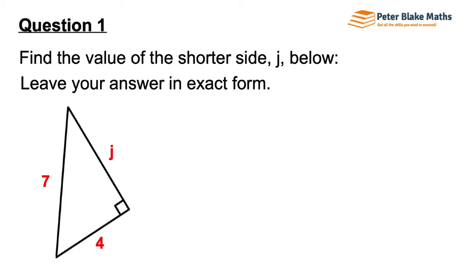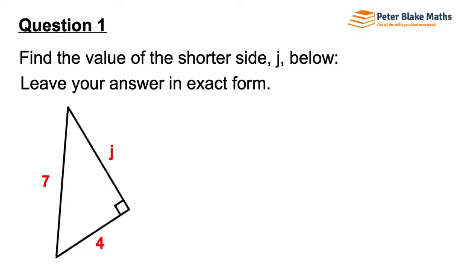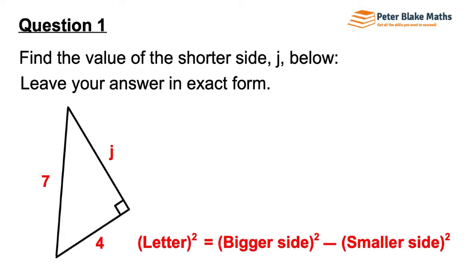Question 1. Find the value of the shorter side, j, in the diagram below. Leave your answer in exact form. For Pythagoras here, when we find a shorter side, we'll put the letter side out the front squared, and that will equal the bigger side squared minus the smaller side squared.